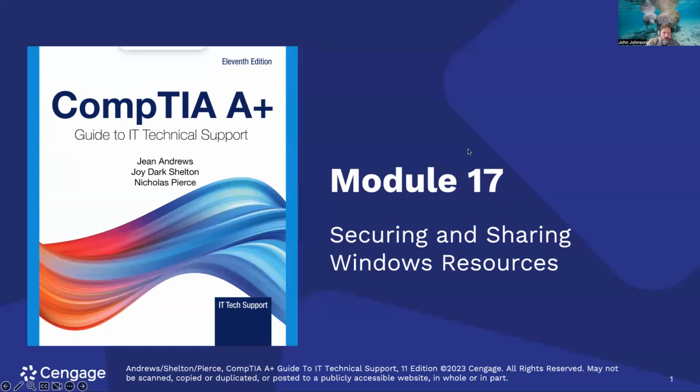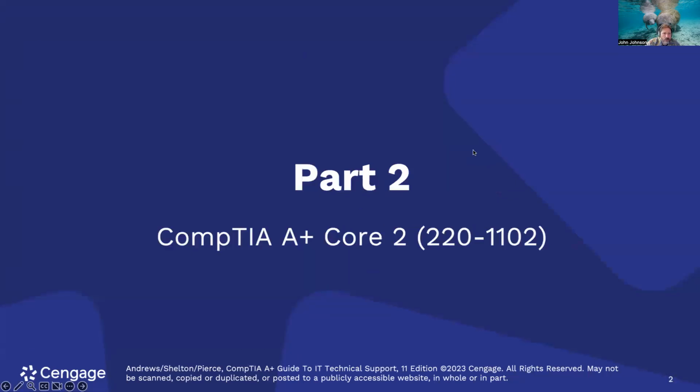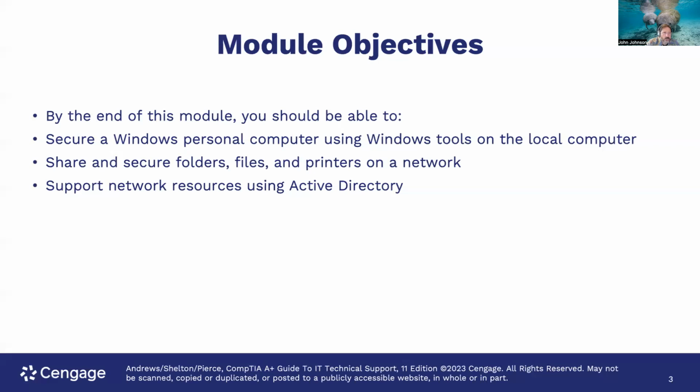In this video, we're going to be talking about securing and sharing Windows resources. So this is part 2 of the CompTIA A+ Core 2, 220-1102. The module objectives here are: we're going to secure a Windows personal computer using Windows tools on the local computer. We're going to share and secure folders, files, and printers on a network. And we're going to support network resources using Active Directory.